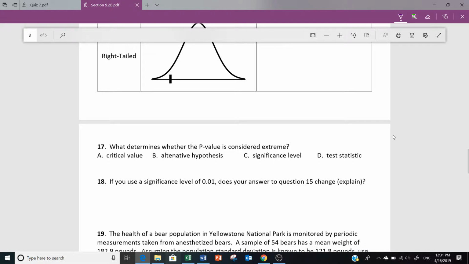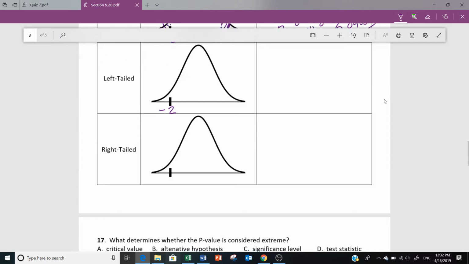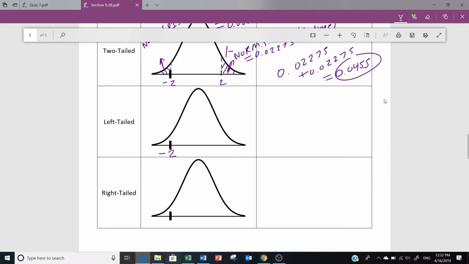Okay, I think most of us are doing this right, so let's check our answers. For a right-tailed test, where are the extreme values? Oh wait, I skipped it. I'm supposed to do left tail first. So left tail test extreme values are on the left. So I'm gonna do NORM.S.DIST of what value? -2, comma, true, and that's it. Do I have to add it to anything else? No. That's it. Stop there.